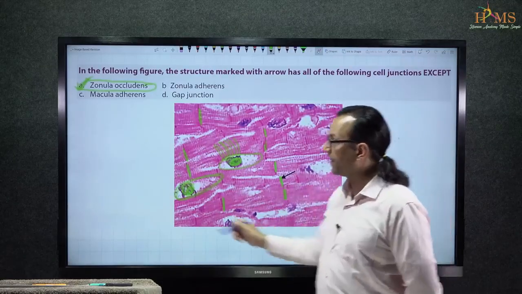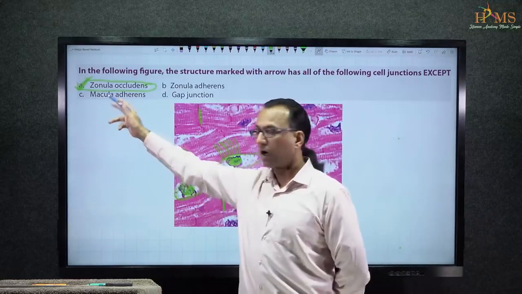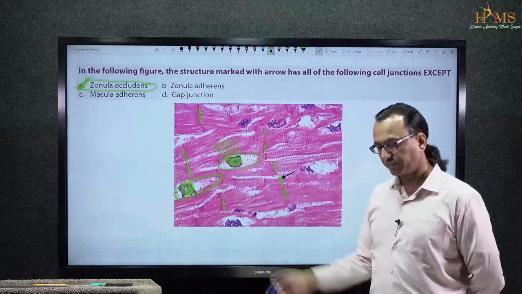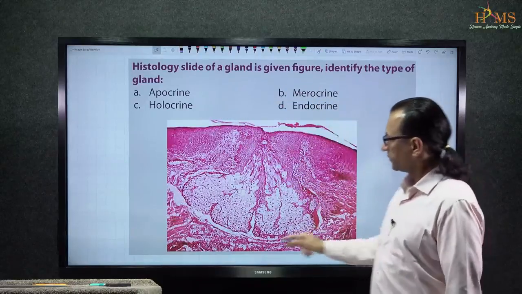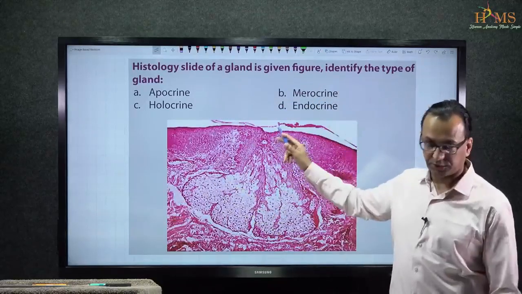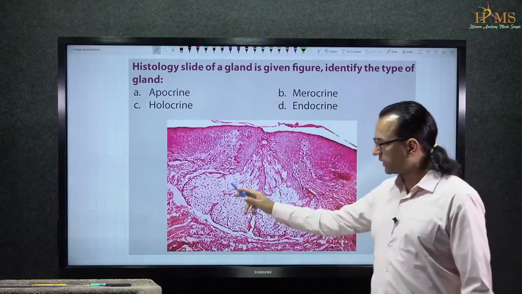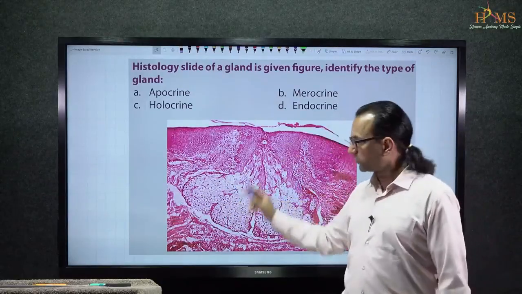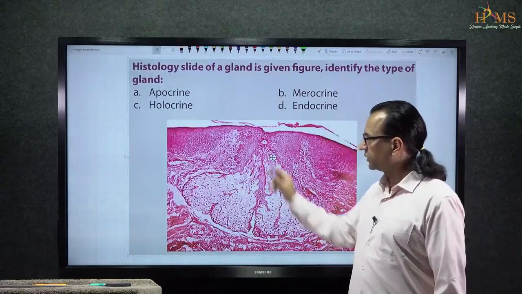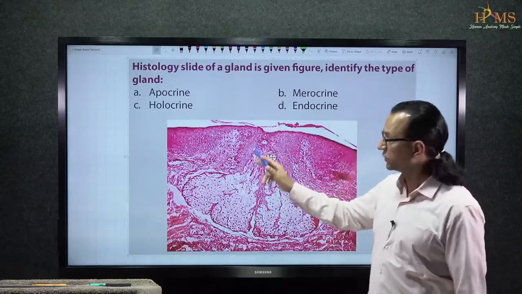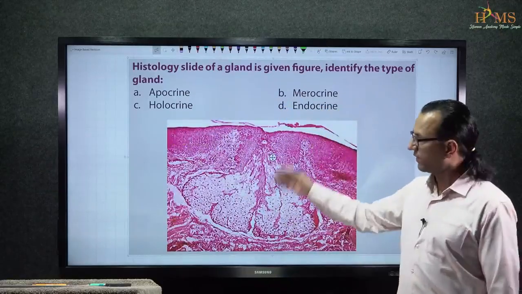So the answer should remain zona occludens or tight junction there, missing from the cardiac muscles as such. Here we got a question asking us about a gland which is seen here giving some secretions, and it is seen that peripheral cells are intact, but the cells towards the duct are getting disintegrated, losing their architecture and then becoming the secretions.